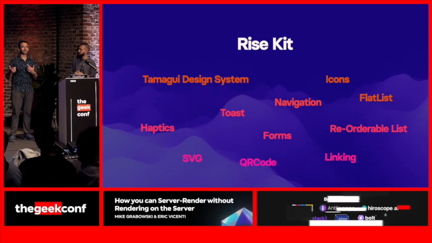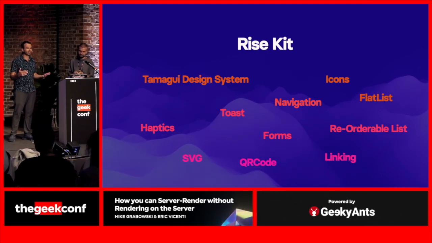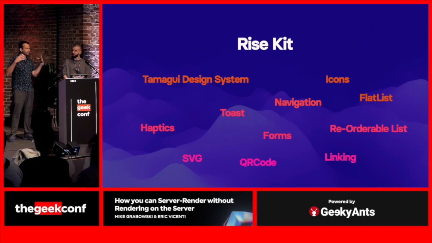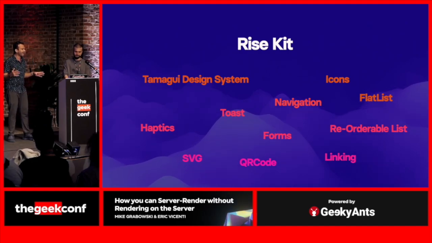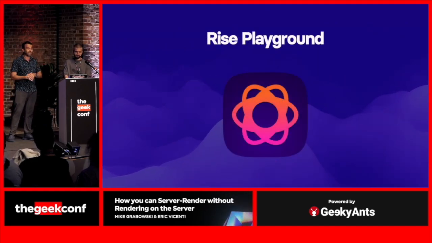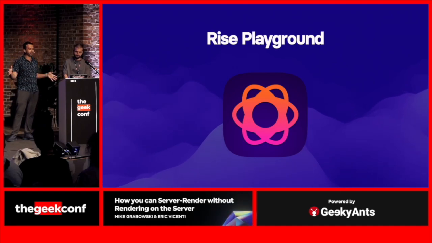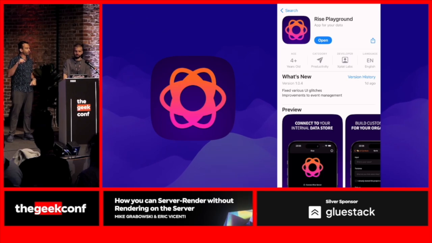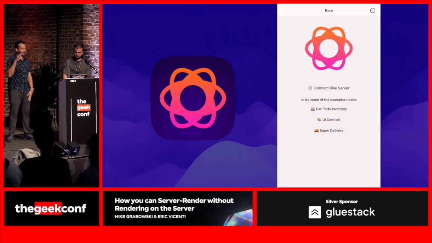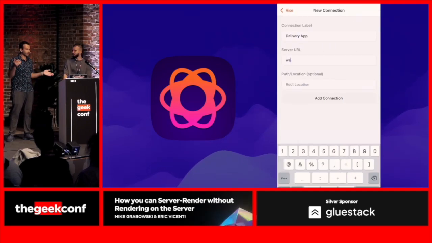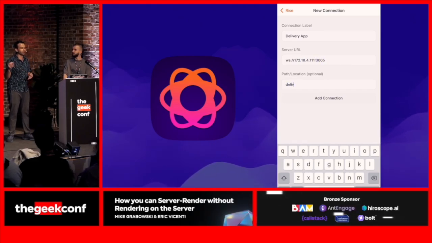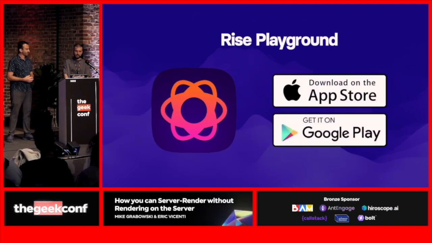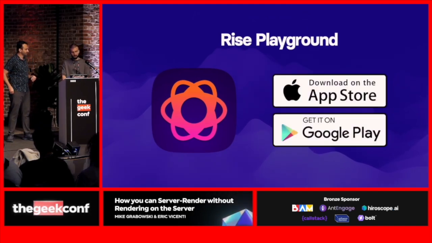But what if you just want to experiment with Rise tools? Or what if you have a greenfield experience that you want to prototype? We want to make it so easy to get started. And that is why we've introduced Rise Playground. And this is an app that you can install. And what you can do is, once you install it, you put in the URL of your server. The Playground, it has all of Rise Kit. It connects to the server, and it allows you to quickly prototype things as you develop. And it's available on the App Store and Google Play Store.